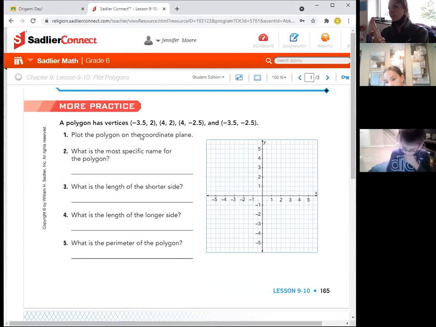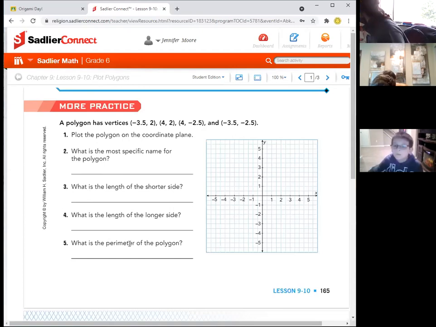We have 4 points to plot, and they're going to create a shape. We're going to have to name that shape and then describe lengths of the sides. We can use an approach like counting the units or combining their absolute values. And then lastly, we're going to look at perimeter. Do you remember what perimeter means? What's a perimeter mean?